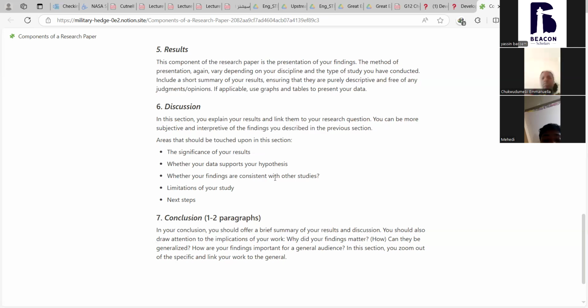So the last thing about the research component of the research paper is the conclusion. In your conclusion, you should offer a brief summary of your results and discussion. You should also draw attention to the implications of your work. So, why do your findings matter, and how can they be generalized? How are your findings important for a general audience? So in this section, you zoom out of the specific and link your work to the general.